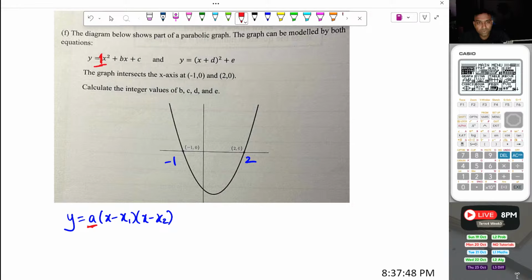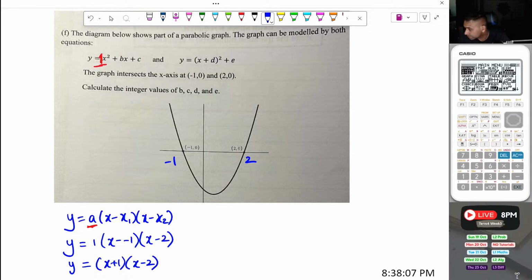So if your a value is equal to 1, I think that's the important part. Once you get the a value is equal to 1, then your intercept form is going to be 1 times x minus negative 1, x minus 2. So the equation is going to be x plus 1 times x minus 2.